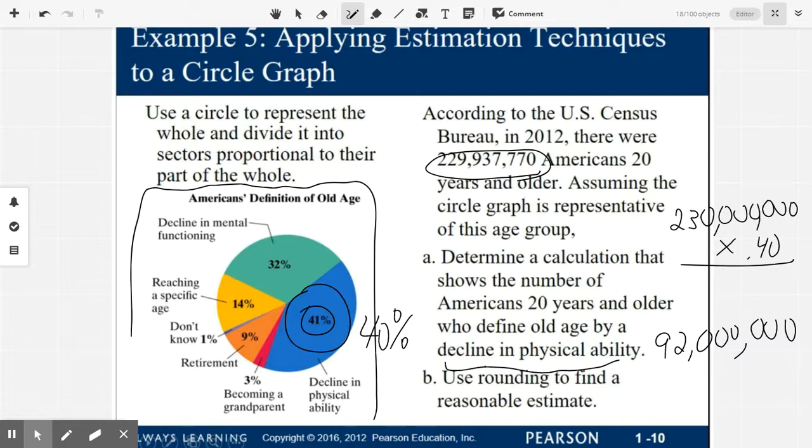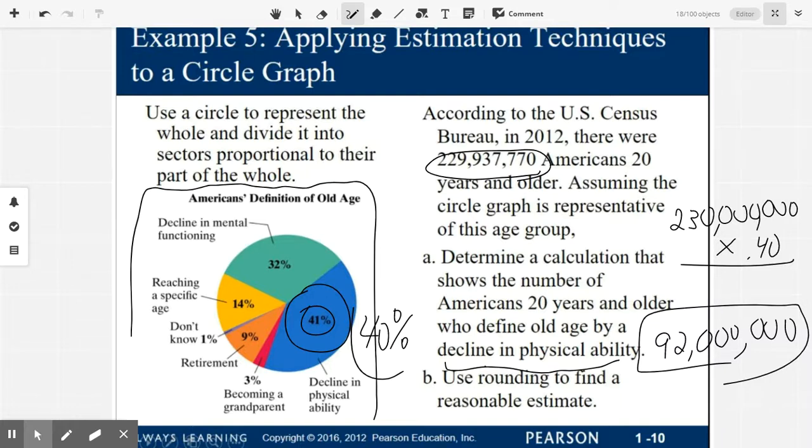Americans 20 years and older said decline in physical ability is what makes somebody old. Okay, all this information is not important. What's important is we were able to estimate this number, estimate this number, multiply them, and without anything very difficult to do, find an estimation.